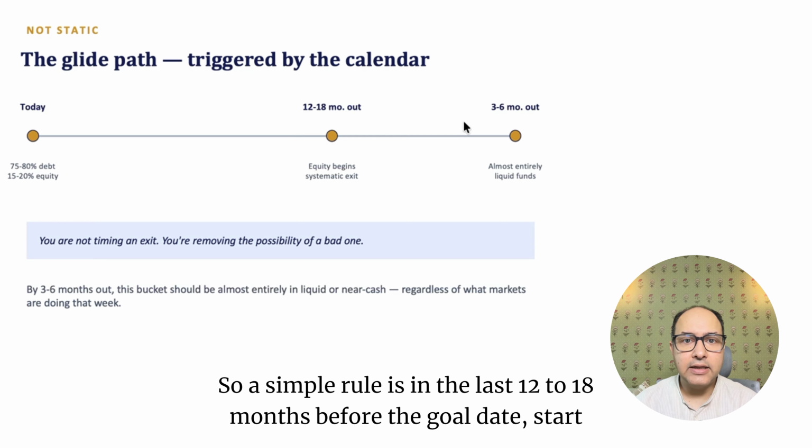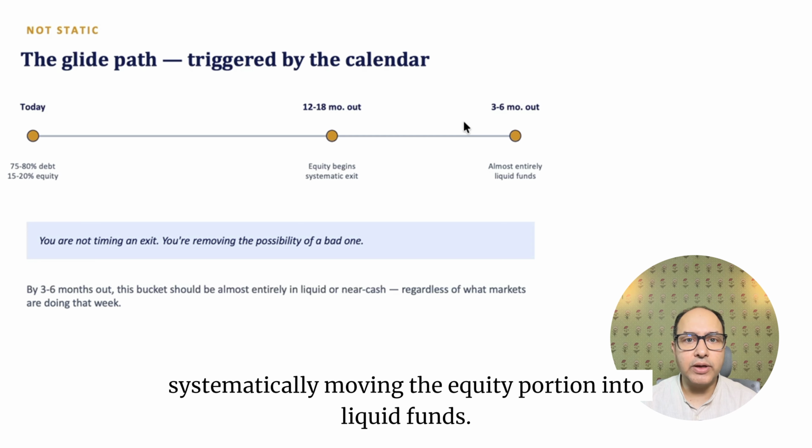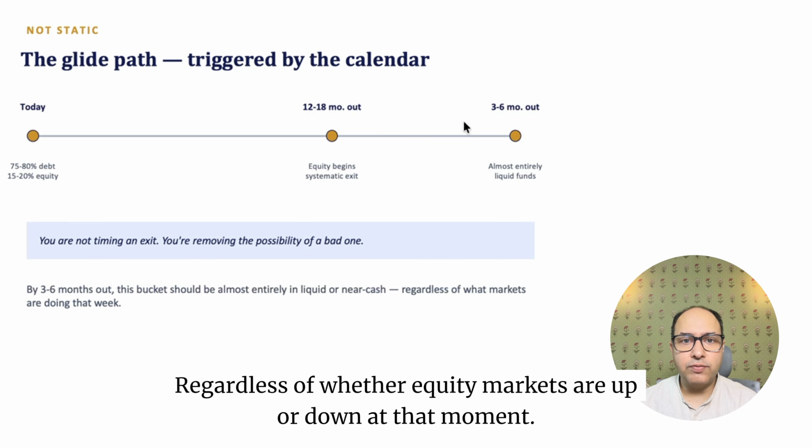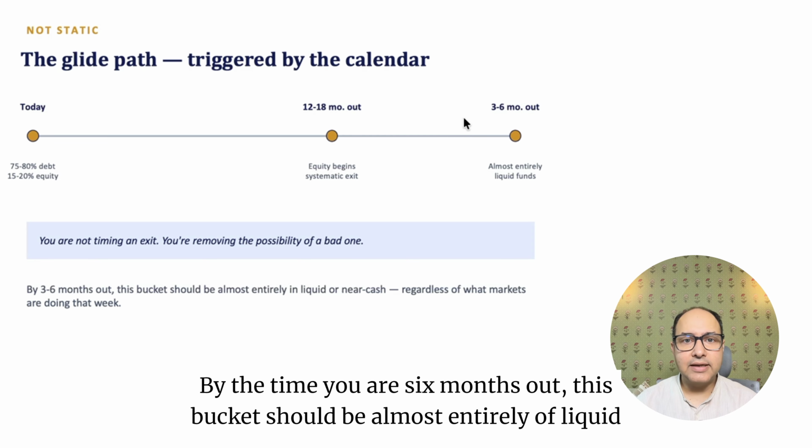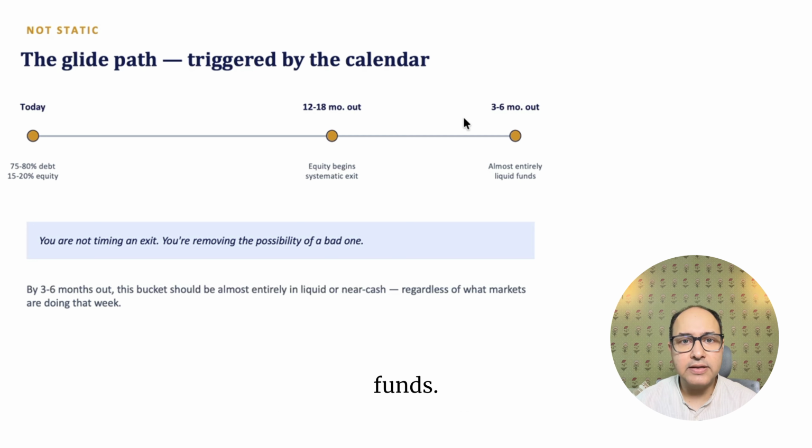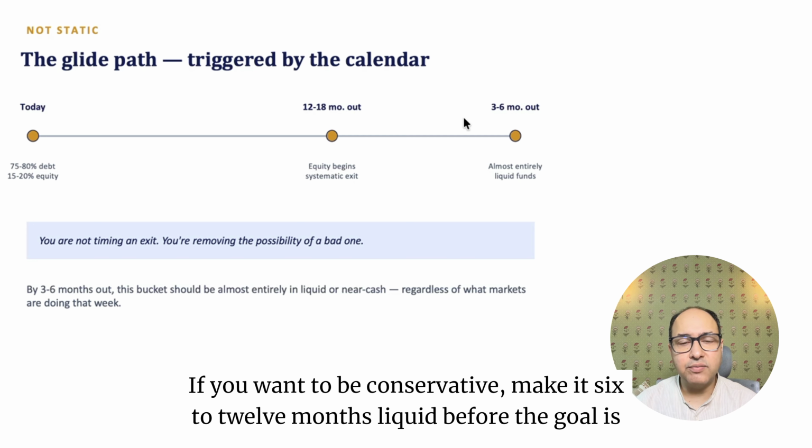So a simple rule is, in the last 12 to 18 months before the goal date, start systematically moving the equity portion into liquid funds, regardless of whether equity markets are up or down at that moment. By the time you are 6 months out, this bucket should be almost entirely of liquid funds. If you want to be conservative, make it 6 to 12 months liquid before the goal is required.